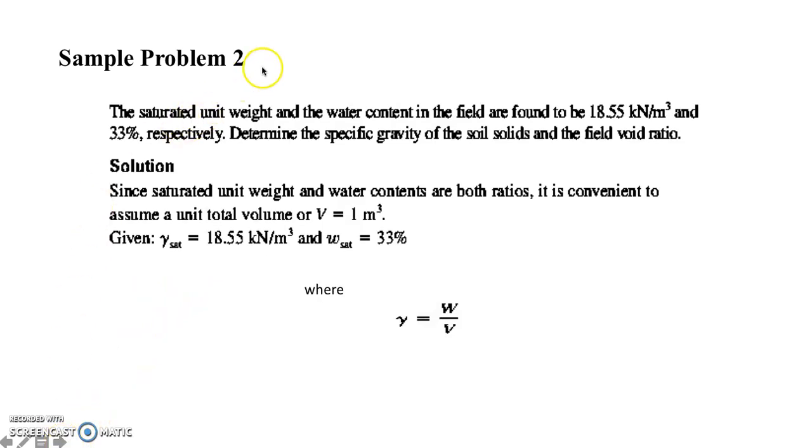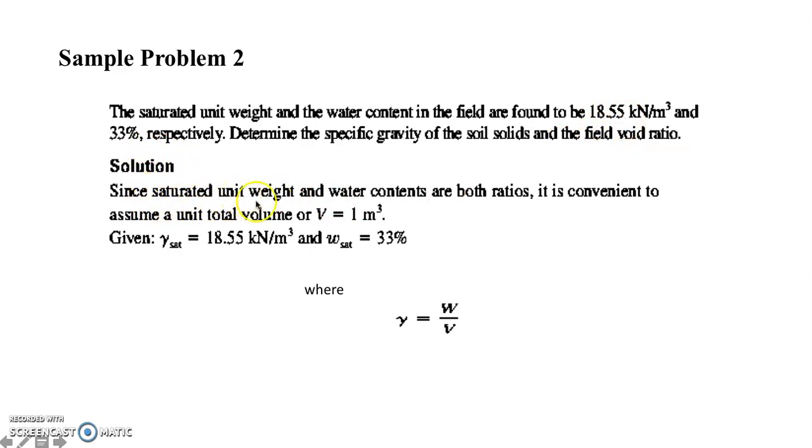So for number two, the saturated unit weight and the water content in the field are found to be 18.55 kilonewton per cubic meter and 33% respectively. Determine the specific gravity of the soil solid and the field void ratio. So for this one, we're given our saturated unit weight and the moisture content.